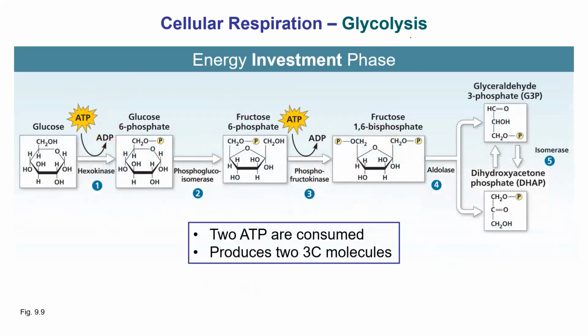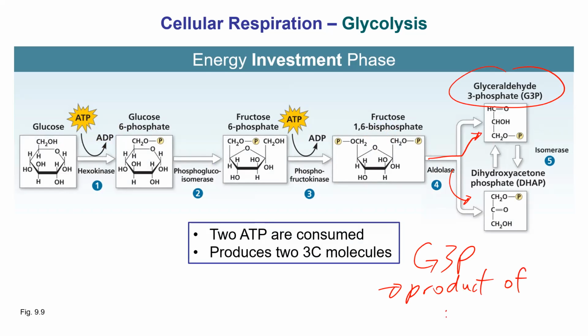So there is one more step that's kind of in between the two stages, and this is the actual breakdown step. You can see that it's happening right here, and we're making two compounds. We're making one called glyceraldehyde 3-phosphate, and we're making dihydroxyacetone phosphate. So by the way, this one here, G3P, or glyceraldehyde 3-phosphate, is actually the product of photosynthesis as well. So we will come back and talk about G3P a little bit later on. I guess at the end of the week, we'll talk about it.